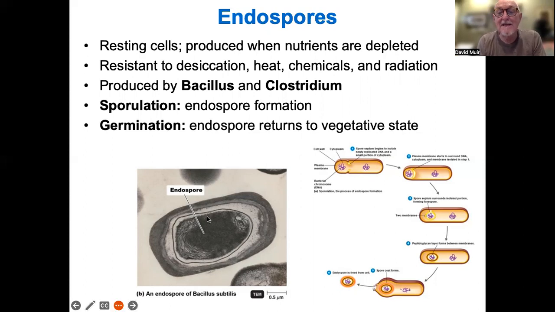Inside the cell, there's virtually no metabolism at all. It's in a resting state, protected by this thick cell wall. These are referred to as endospores, because they form inside the mother cell.